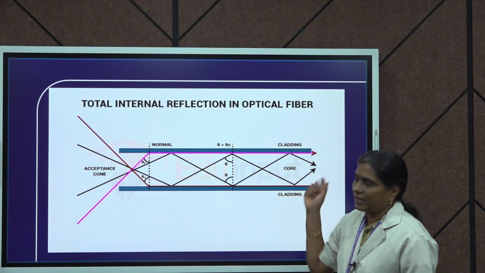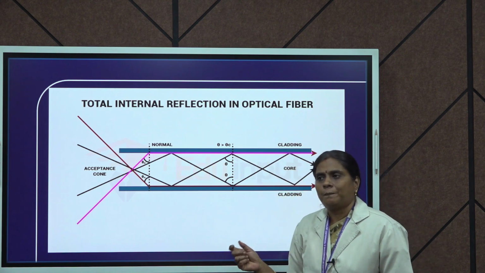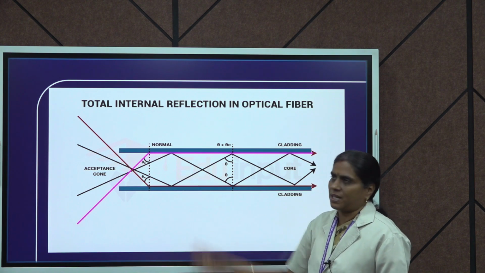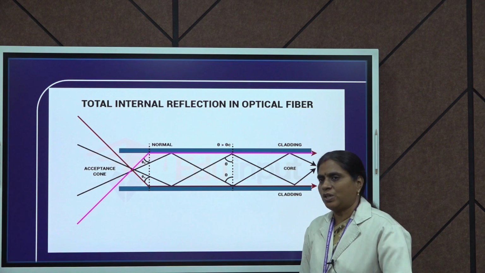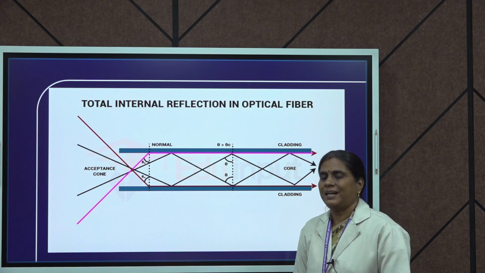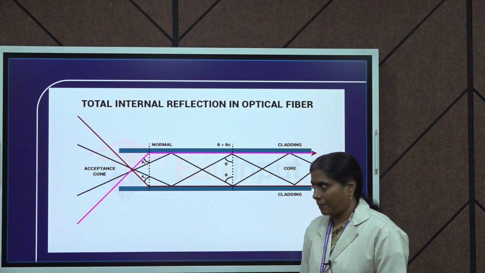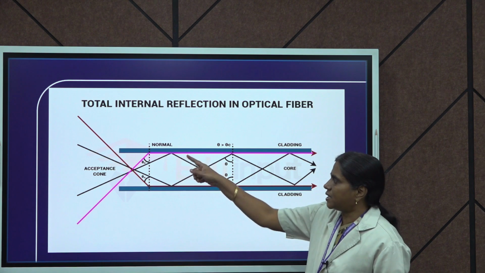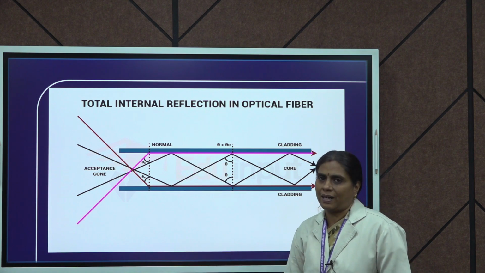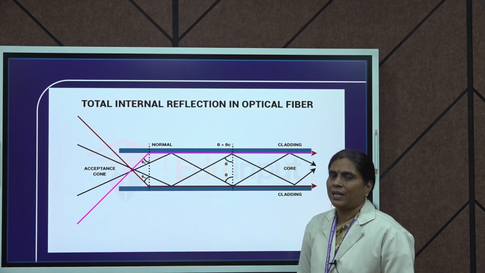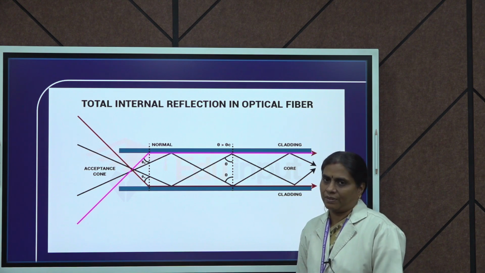To achieve the total internal reflection condition, the incident ray must satisfy two conditions. The first condition is the light must travel from a denser medium to a rarer medium, and the second condition is the angle of incidence must be greater than the critical angle. So these are the two conditions to achieve total internal reflection in optical fiber.